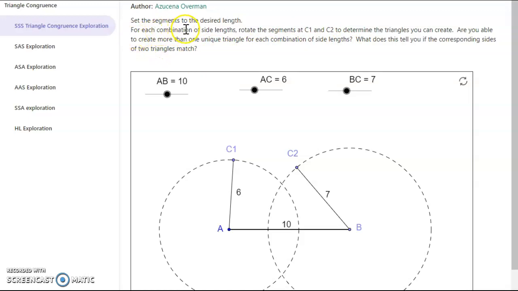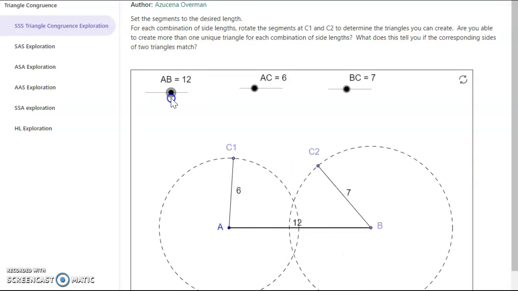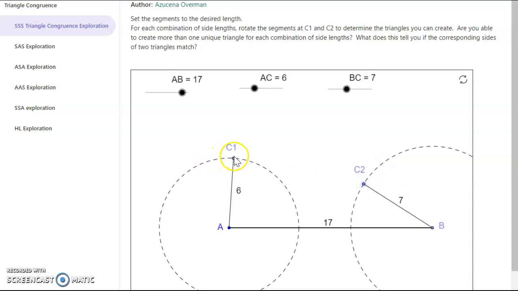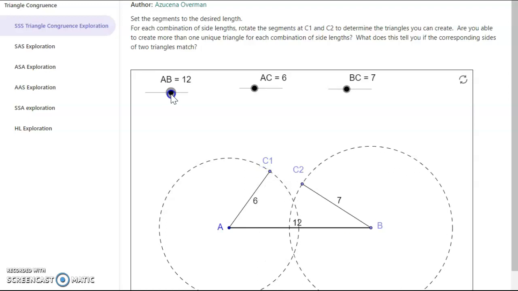Okay, it says set the segment to the desired length. So these are the lengths, and you can vary them any way you want. However, if I make this too long, am I going to be able to make a triangle? I can certainly move these parts, but will the third point ever meet? No. Remember our triangle inequality? It said that if you are given 2 lengths, then the third length has to be less than the sum of them. So 6 plus 7 is 13. So this has to be less than 13. So let's make it, I don't know, 12.